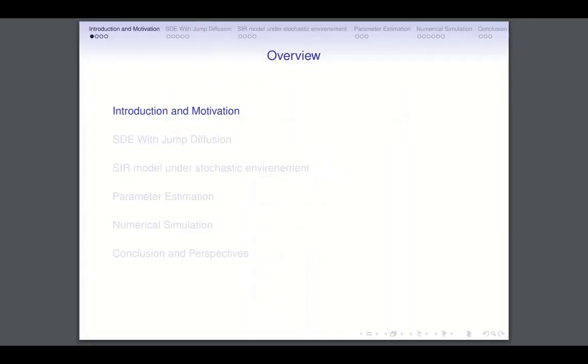The plan of our presentation is as follows. First of all, we are going to give an introduction and motivation of this work. Then we are going to present the methods that we used in order to simulate or model the spread of infected cases of coronavirus, which are the stochastic differential equations with jump diffusion, based on the SIR model under this stochastic environment. After that, we are going to present the parameter estimation, and then numerical simulations, and finally we are going to give a conclusion and some perspectives.